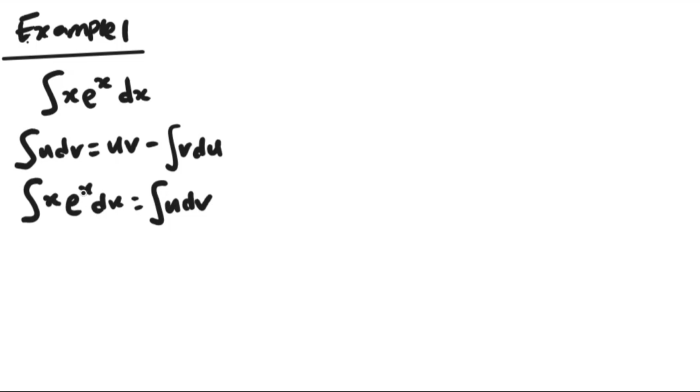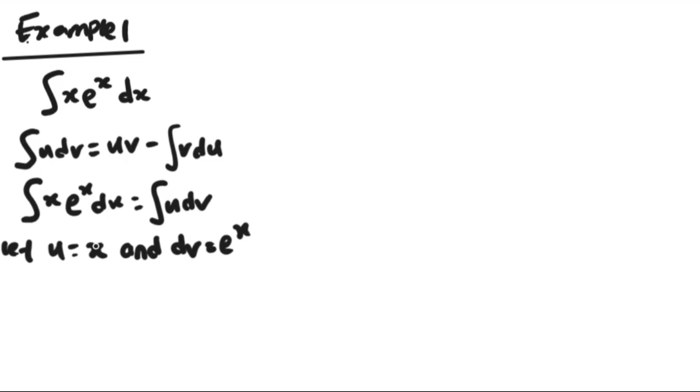raised to power x. So if we take u to be x, it means dv will be e raised to power x. But if we take u to be e raised to power x, it means dv will be x. Now, why you can interchange this is because u is multiplying dv. We know that multiplication in mathematics is commutative. 1 times 2 is the same thing as 2 times 1. So we can say let u be equal to x and dv be equal to e raised to power x.